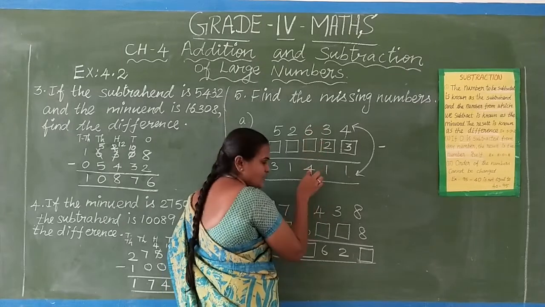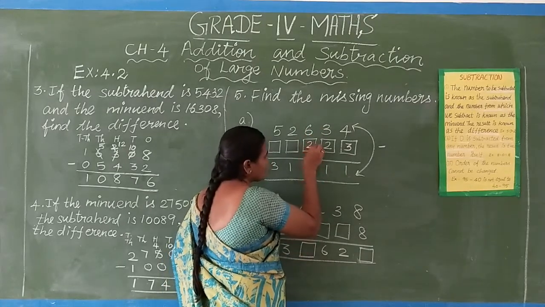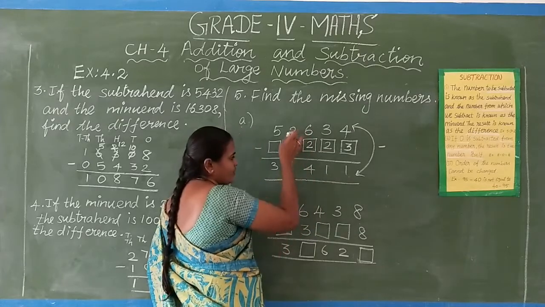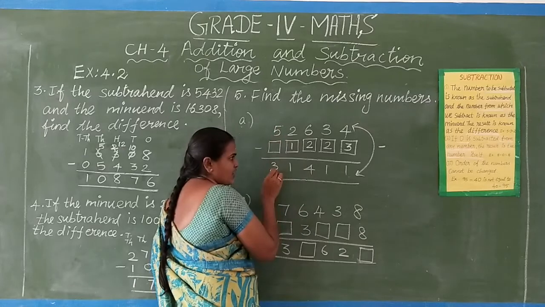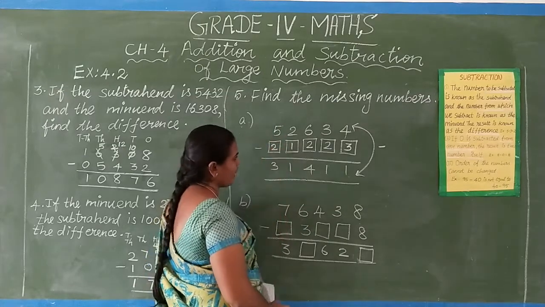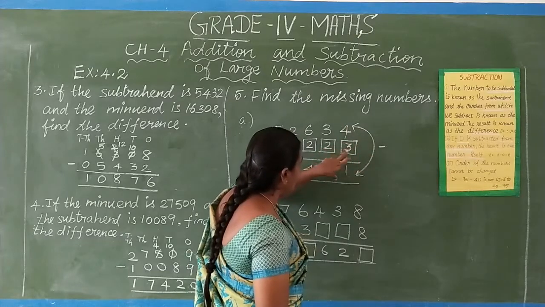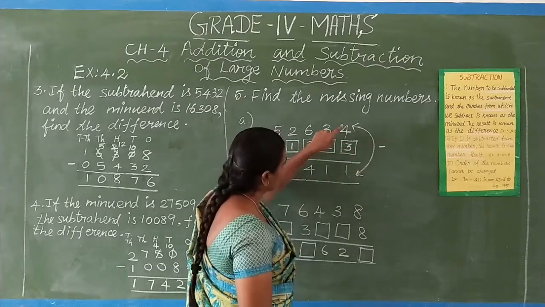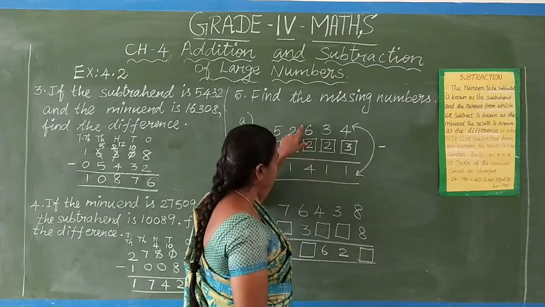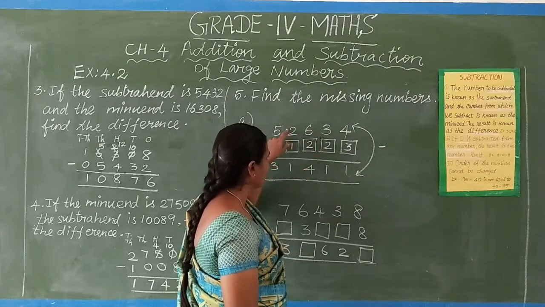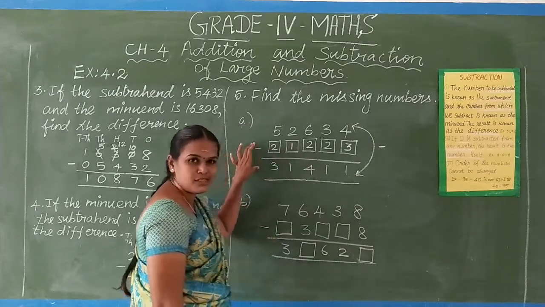Big number minus small number. So 6 minus 4, 2. So 2 minus 1, like big number minus small number. 2 minus 1, 1. 5 minus 3, 2. Okay, so now we have found the missing numbers here. Now we check whether this answer is correct or not. So 4 minus 3, 1. 3 minus 2, 1. 6 minus 2, 4. 2 minus 1, 1. 5 minus 2, 3. So your answer is correct.